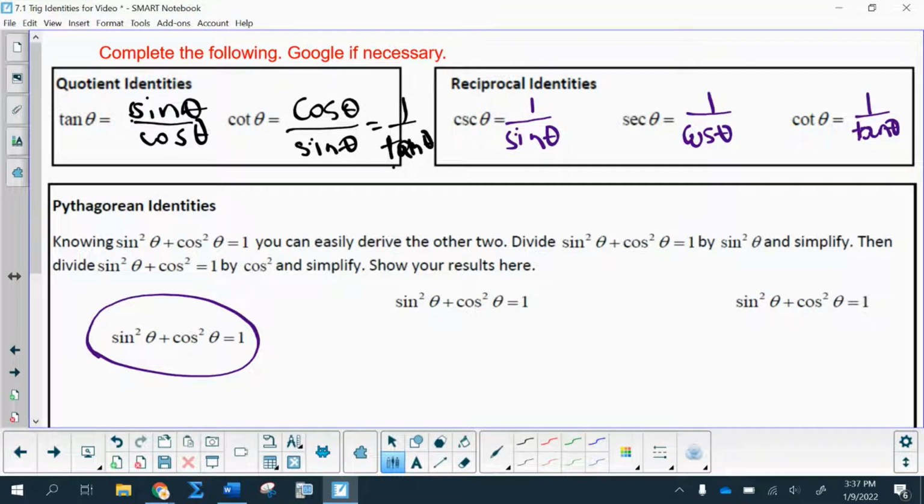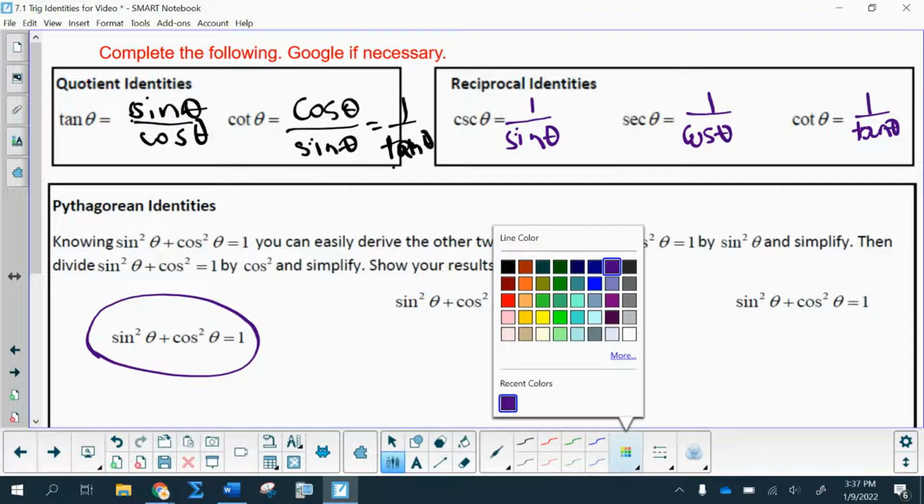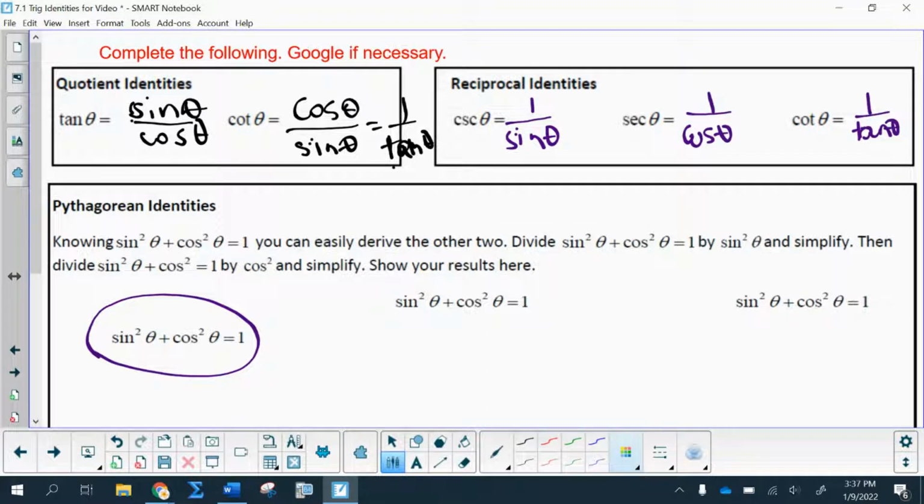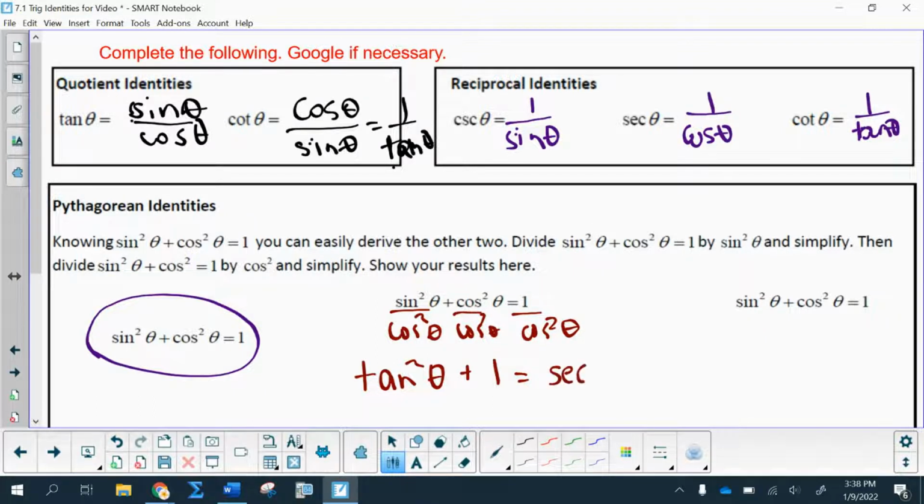You can get the other two by dividing by either sine squared or cosine squared. So what we mean by that is if I take sine squared plus cosine squared equals 1 and divide each portion of it by, let's say, cosine squared. So each term gets divided by cosine squared. And you get sine over cosine is tangent. So I have tangent squared. Cosine squared over cosine squared is 1. And 1 over cosine squared is equal to secant squared. So this is a second Pythagorean identity.